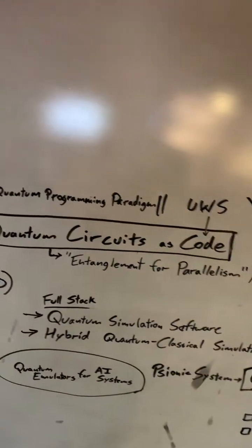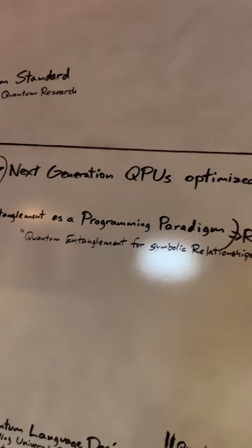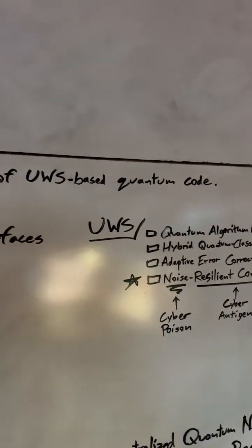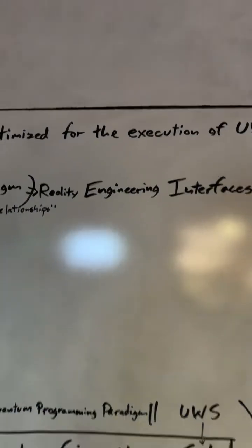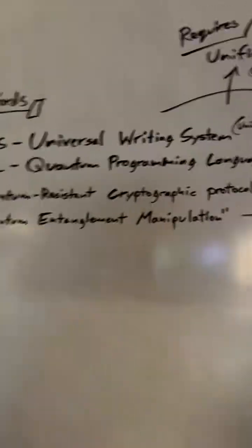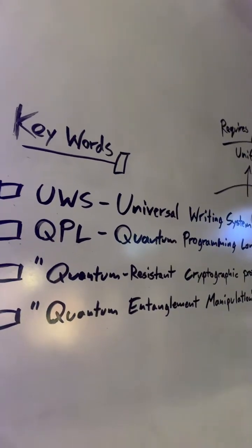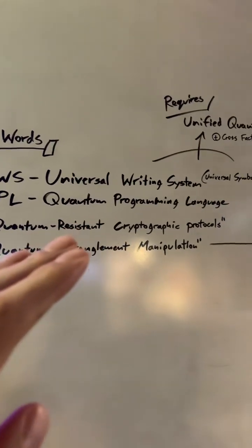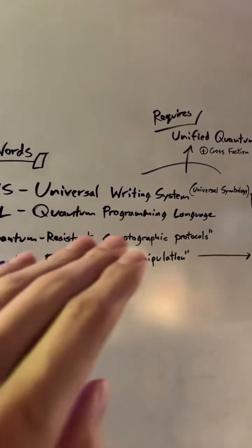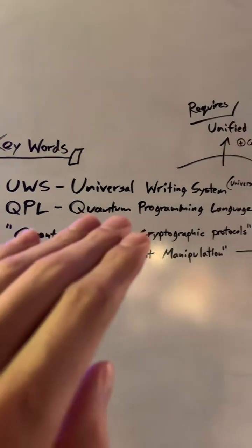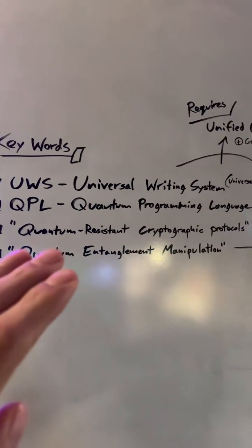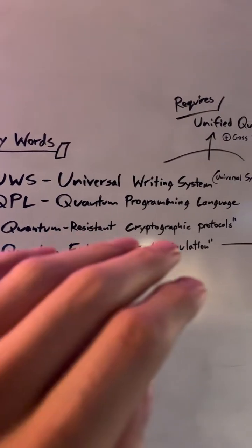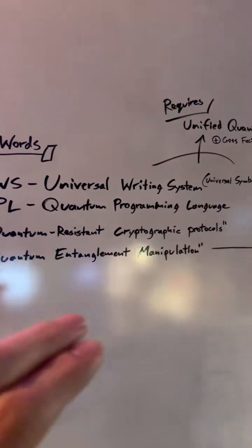Okay, here it's quantum circuits as code for next generation quantum processing units that use universal symbology and the universal writing system as a quantum code for execution of operations. So it's just kind of, the whiteboard's not folded up, but this is what I got for today. And some keywords. And the idea here is that there is this universal writing system, and we can turn that and use it as a quantum programming language that makes it so the computer system has intrinsic quantum-resistant cryptographic protocols thanks to the universal writing system.